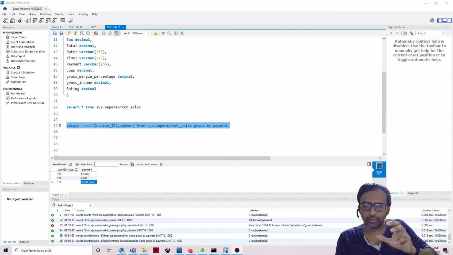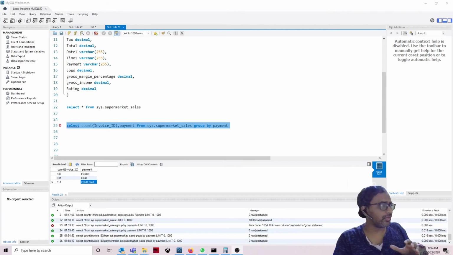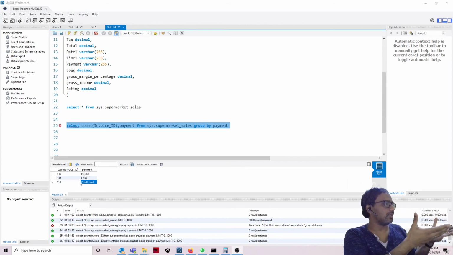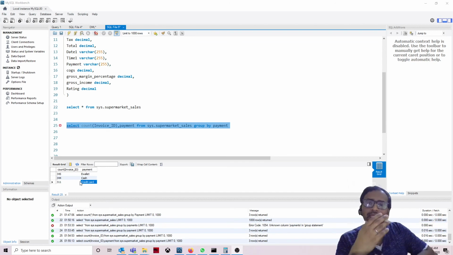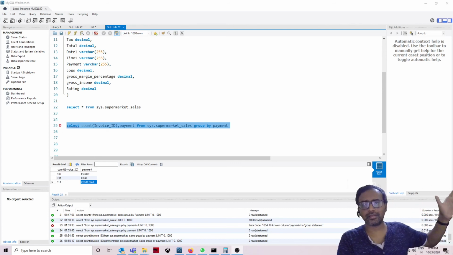Clear? Now, this is our business problem. The business problem says what are the frequently used modes, whether e-wallet, cash, or credit. This is my business problem or question. With this group by and aggregation, I got an insight, which is my answer. My e-wallet is 345, cash is 344, and credit card is 311. With this particular data, I can take my decision and my further steps. That's what the business decides based on the insights we just extracted.